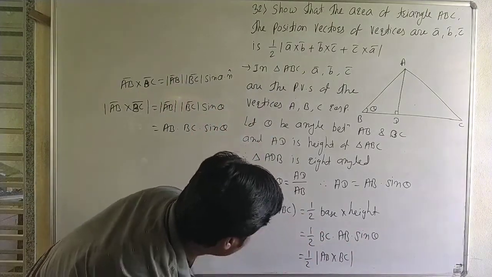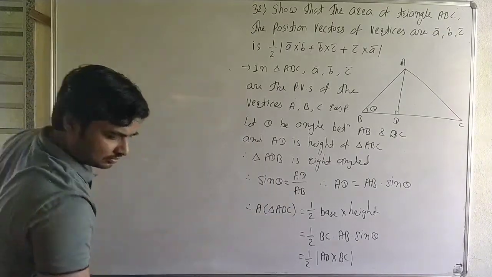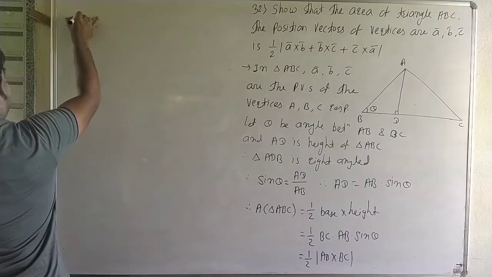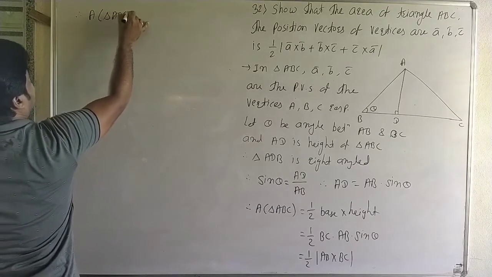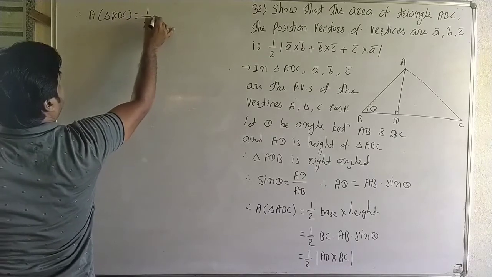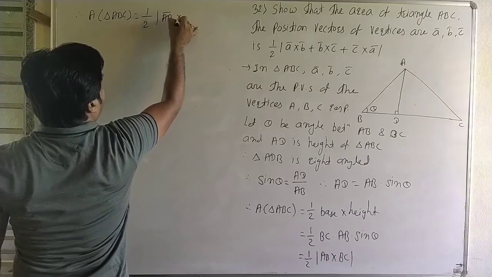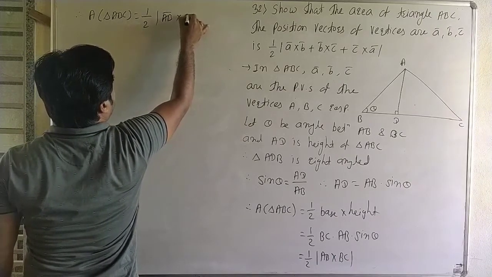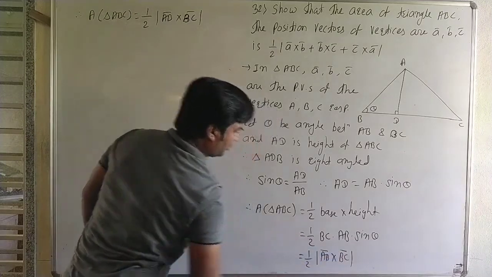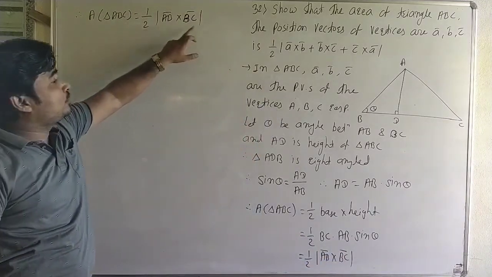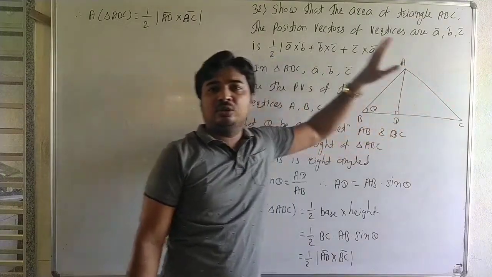Now it is the area of triangle, and therefore the area of triangle ABC is 1/2 magnitude of vector AB cross vector BC. See carefully, AB and BC are the two sides of the triangle.